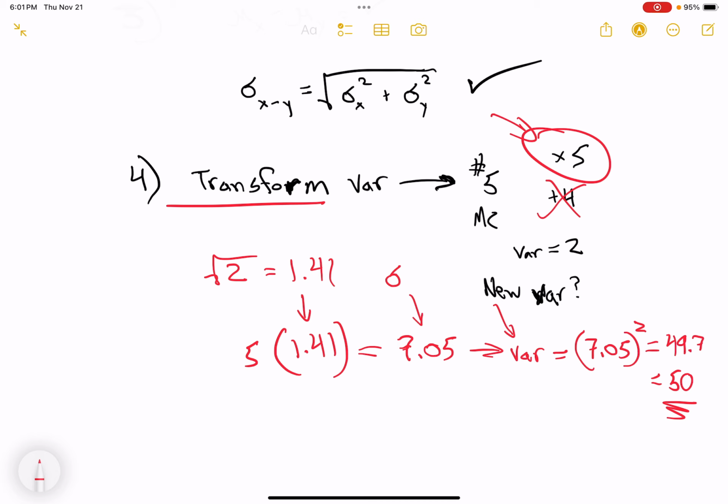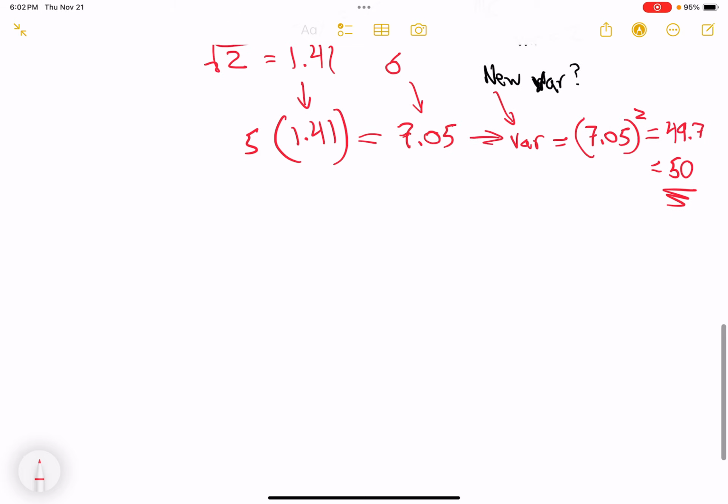But be aware that that's how you transform a variance. And that should make logical sense. Frankly, I shouldn't really have to tell you how to do it, because you should be able to figure that out given the rules for standard deviation, but there it is for you all the same.